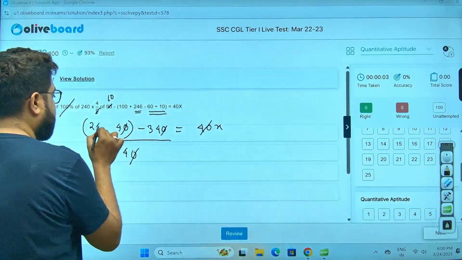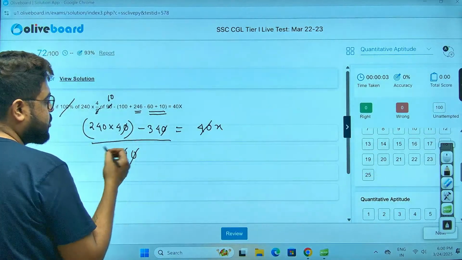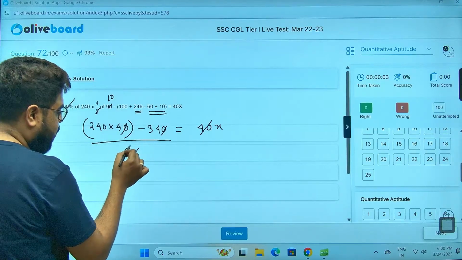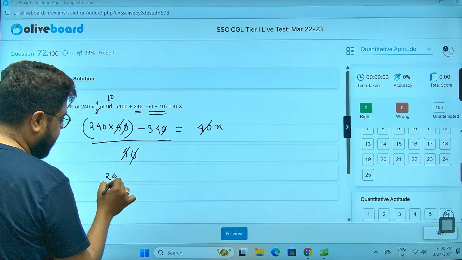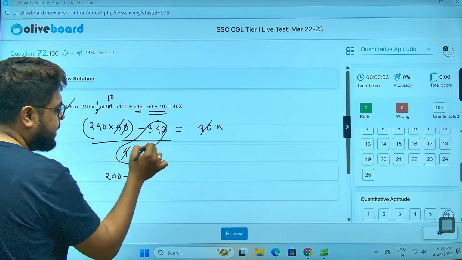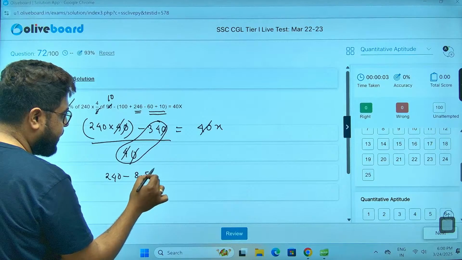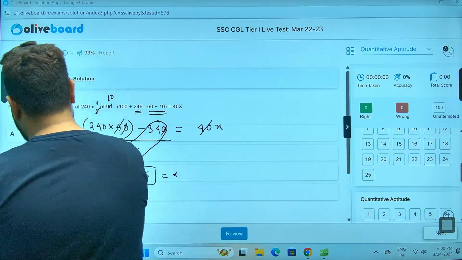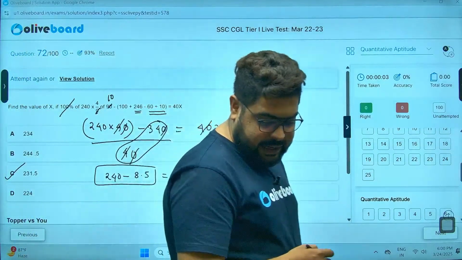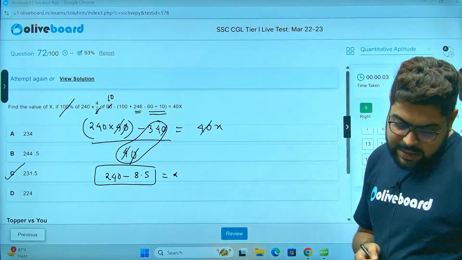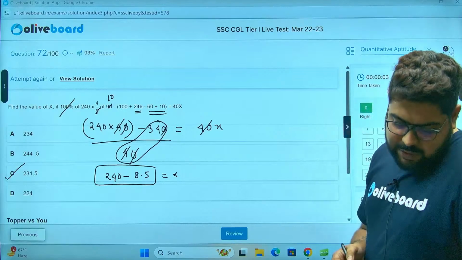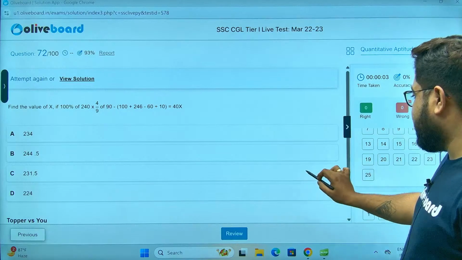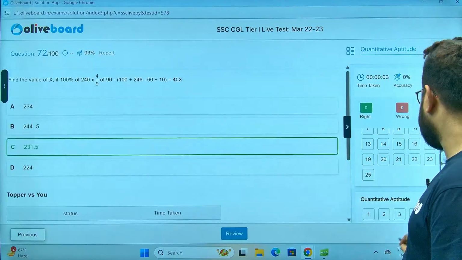Right, sir? 240 into this. So again, it will be 0.5 something. 0.5, okay. So if I divide by 4, this is gone. So 240 minus 34 by 4, 17 by 2, that is 8.5. That will be the value of x. 8.5, this is 231.5. You see, that is there in option C. Absolutely perfect. Very, very good. 231.5 is your answer.